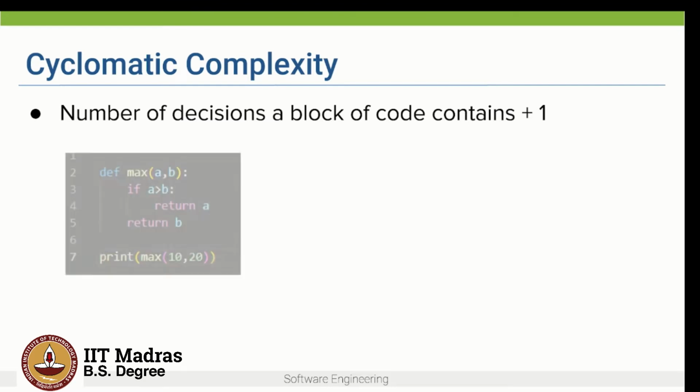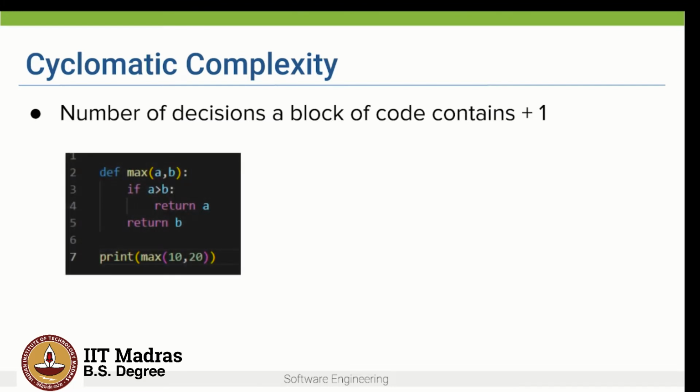So for example, this is a very simple max function, right, which just contains a single if. And the cyclomatic complexity of this is the number of decision blocks, in this case just 1, plus 1, which is equal to 2. So the cyclomatic complexity of this function is 2.